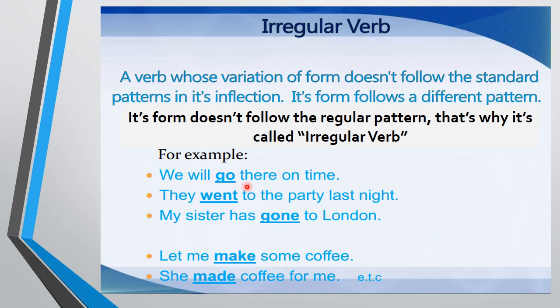Let me show you the examples. We will go there on time. They went to the party last night. My sister has gone to London.